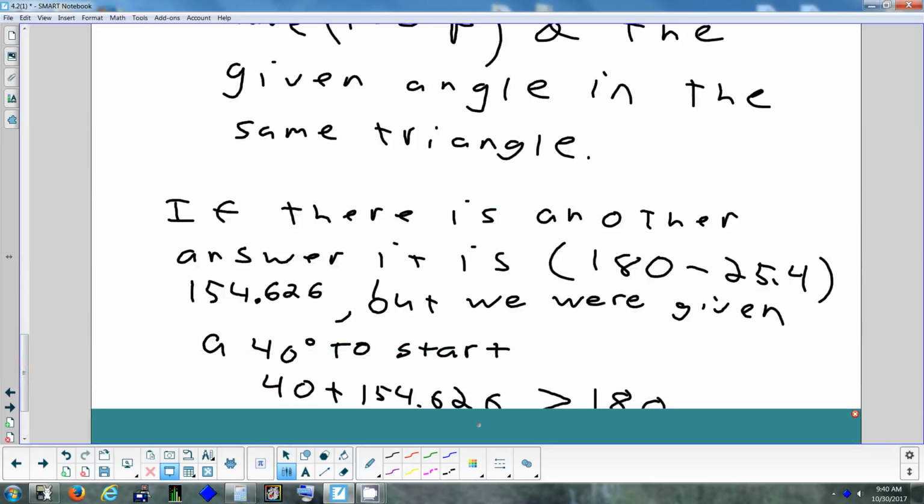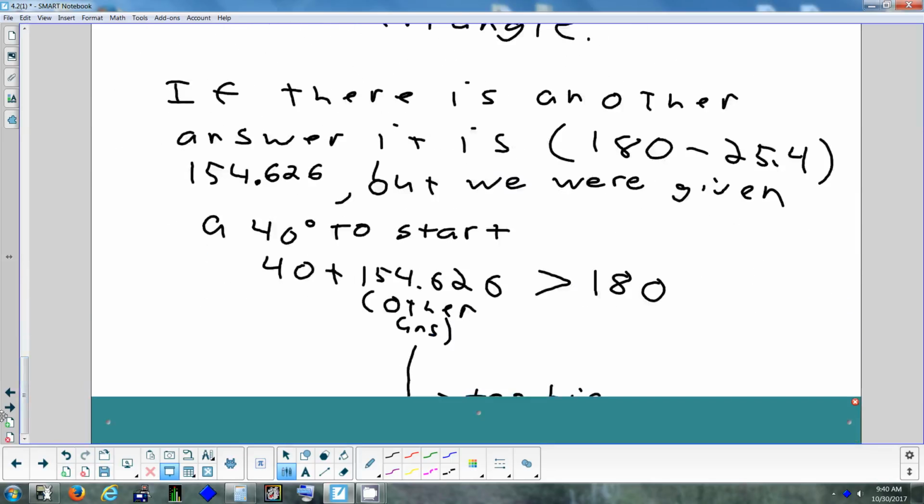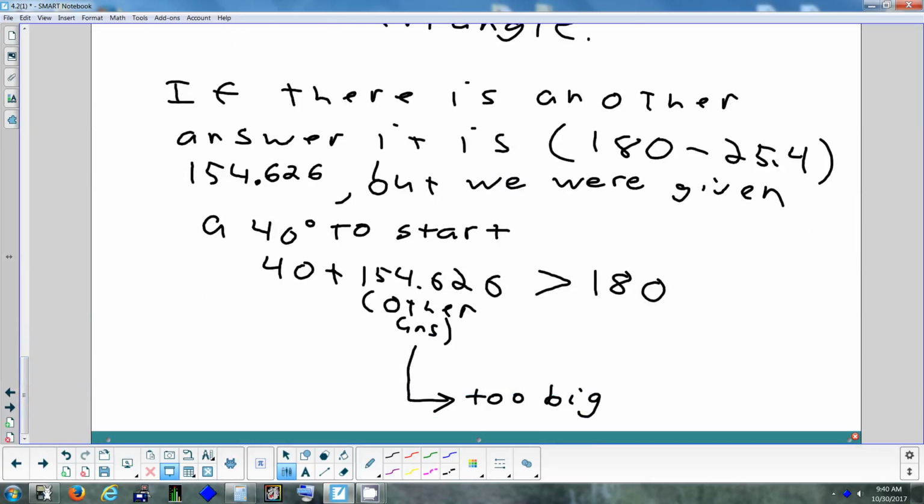Right, so that's what we just said. If there's another angle, it's 180 minus the one we got. It would be 154.626. But we had a 40-degree angle to start, so if you add together the two angles, it's greater than 180. It's too big.